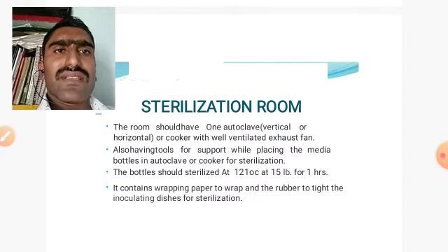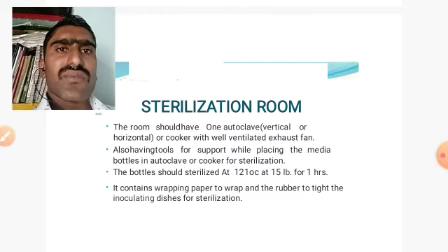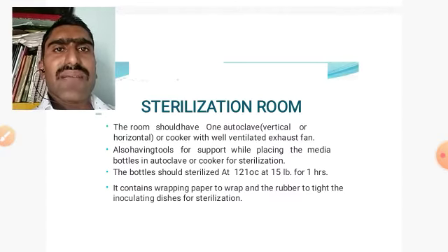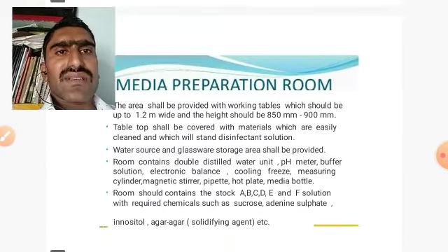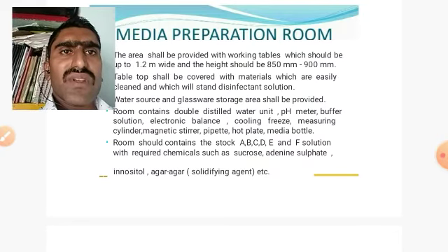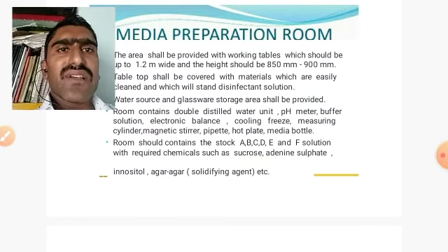In this sterilization room we must also have wrapping paper and rubber bands, so that we can wrap media bottles and conical flasks with the wrapping paper and rubber band. Next, let's see the media preparation room. Along with the sterilization room we must have a media preparation room.